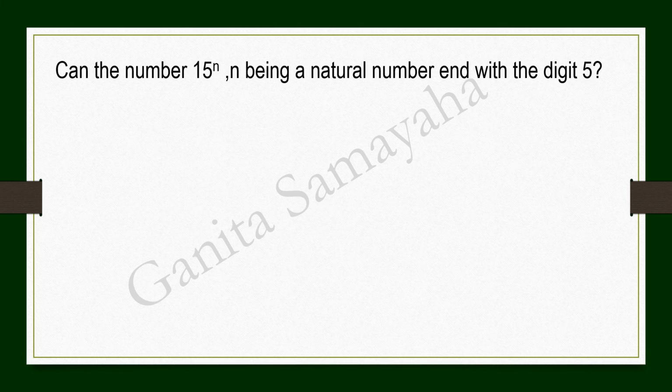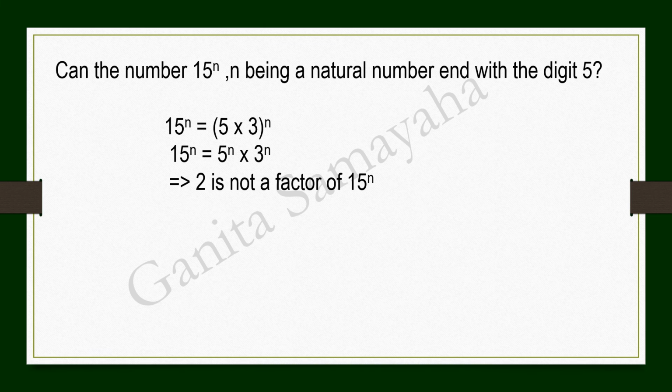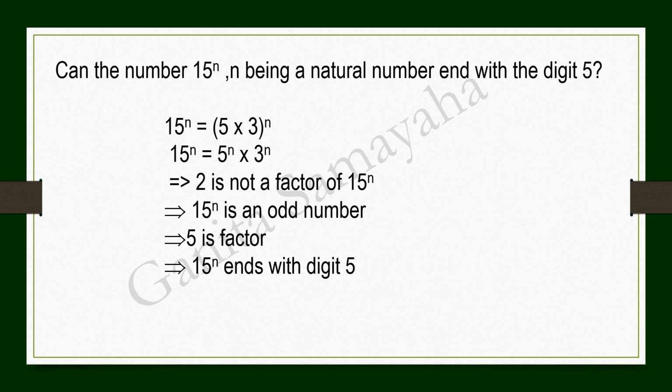Okay, next. Can the number 15 to the power n end with digit 5? So we'll take 15 and we will write it as (5 into 3) to the power n, 5 to the power n into 3 to the power n. Okay, so here 2 is not a factor, so it is odd, and 5 is a factor. Okay, both the conditions are satisfied here. 2 is not a factor of 15 to the power n. So that means it is an odd number and we have 5 as a factor. So 15 to the power n ends with the digit 5.